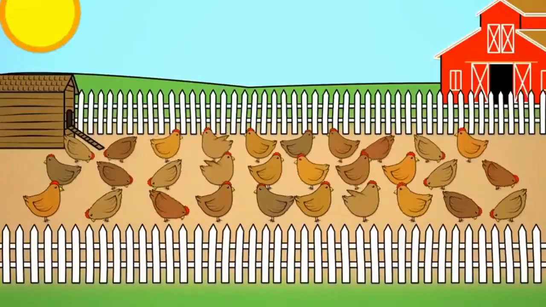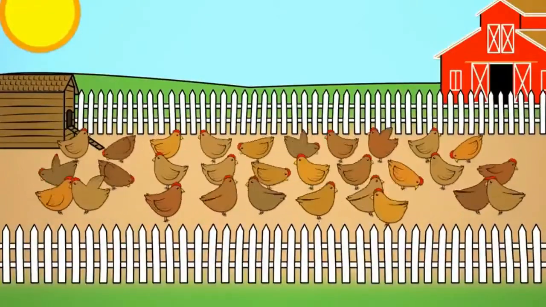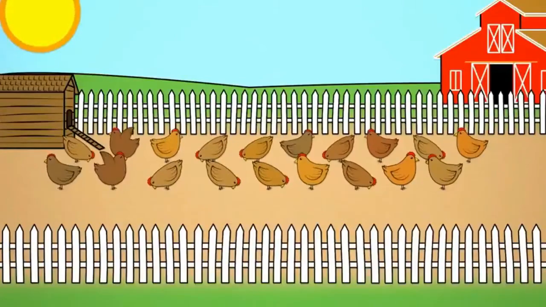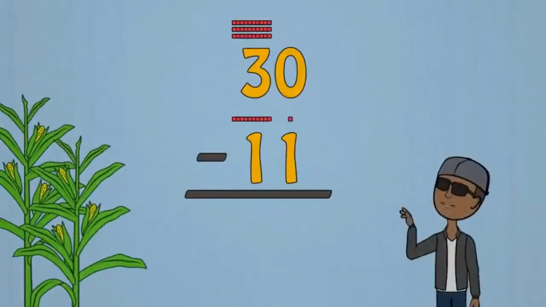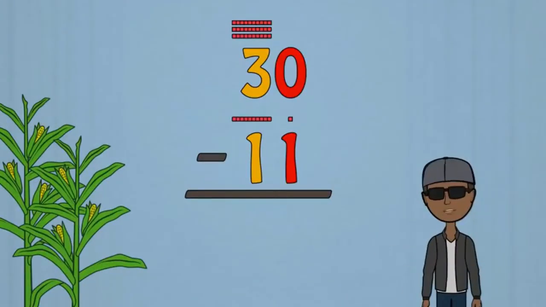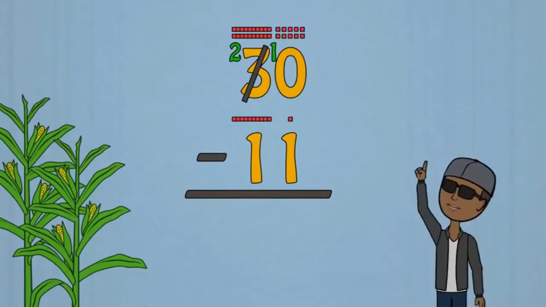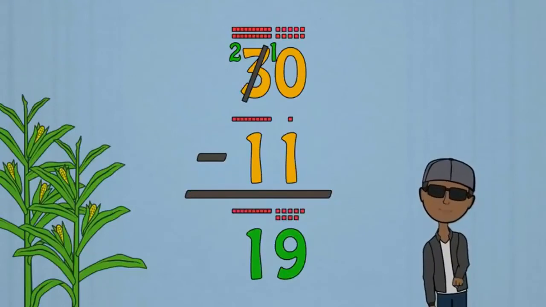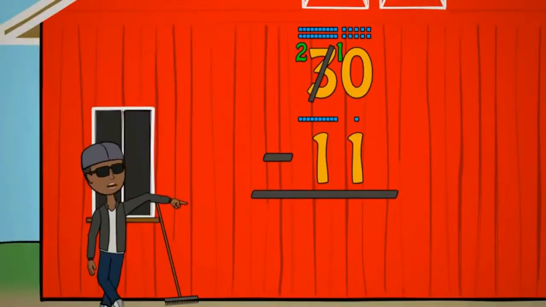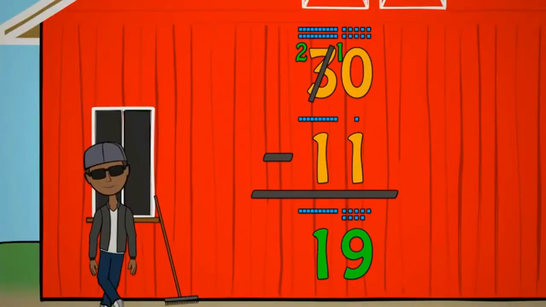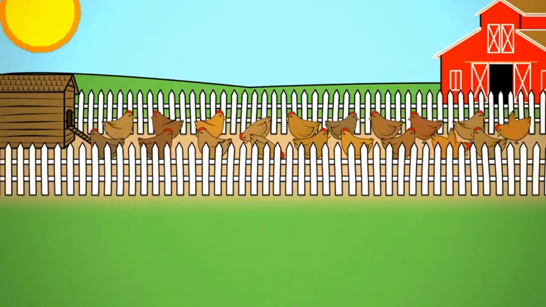Thirty hens were hanging in their chicken pen. Eleven of them suddenly jumped over the fence. How many hens remain in the pen? To figure out the difference, we use subtraction. I say 0 minus 1 can't be done, because the top number's smaller than the bottom one. So we regroup a 10 into 10 ones. When the top number's smaller in subtraction. 19 hens remain in the pen.